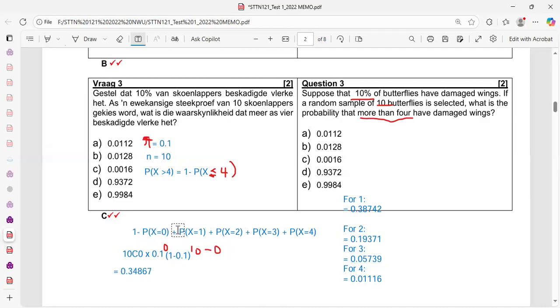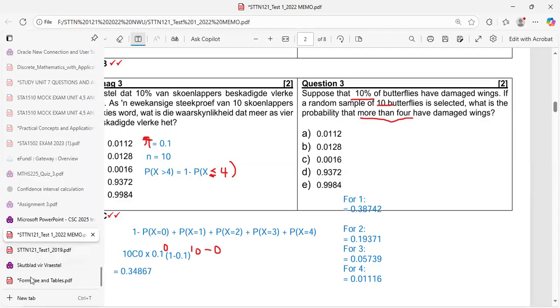For 1, we got 0.38742, for 2, 0.1937, for 3, 0.05739, for 4 is equal to 0.0111, and also 6. Okay, and then you add all of them. Let me go back to the formula.